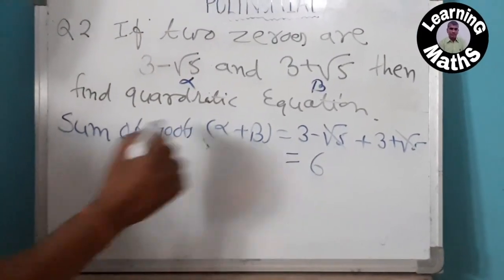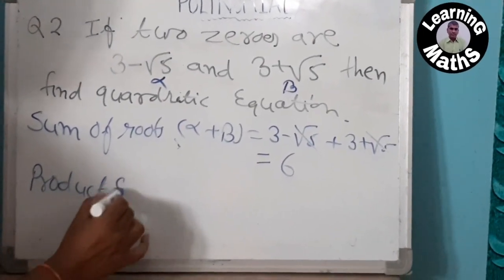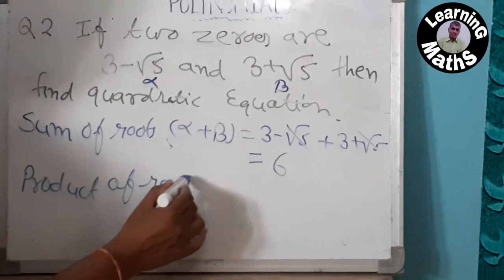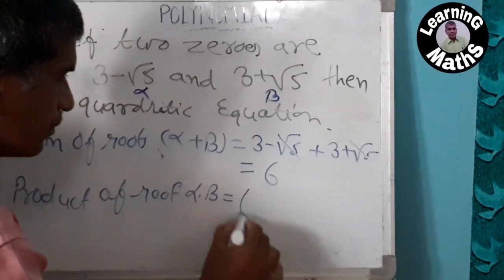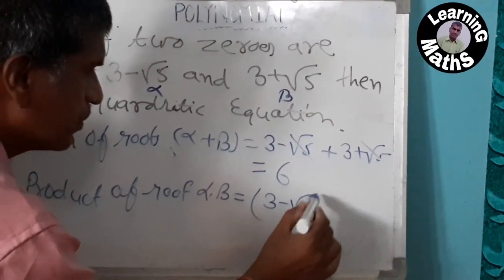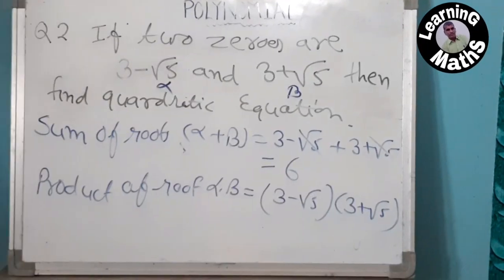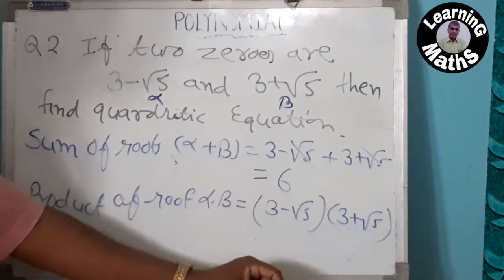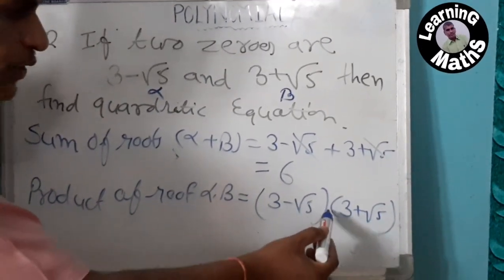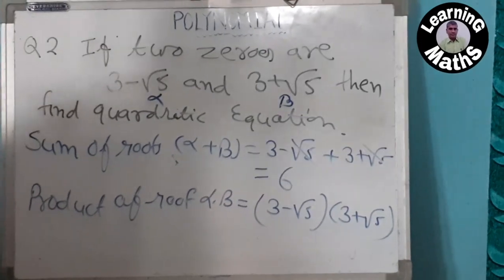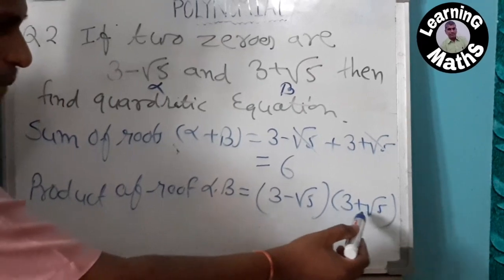Now sum of roots, then product of roots. Alpha into beta. What is alpha? 3 minus root 5. And what is beta? 3 plus root 5. Combination of rational and irrational number. In 9th class you have already studied a minus b into a plus b equal to a square minus b square. This is a minus b, a plus b.